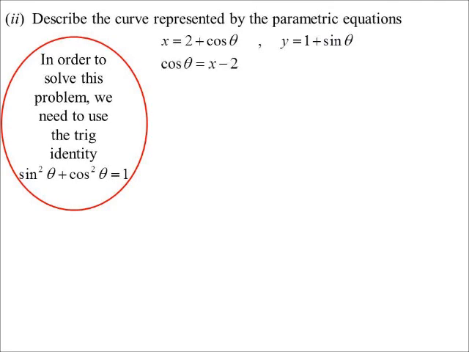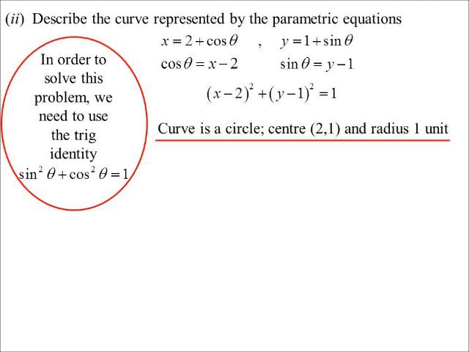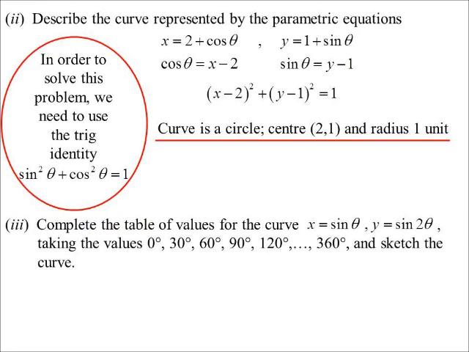Because I'll make cos theta the subject of the first one, and I'll make sine theta the subject of the second one, and then I'll take advantage of this relationship that I know. So, I've done the cos squared first. Cos squared theta would be x minus 2 squared. Sine squared theta would be y minus 1 squared. And so, oh, hang on, that's a circle. So the centre I know would be 2, 1, and the radius would be 1. A much more interesting curve.